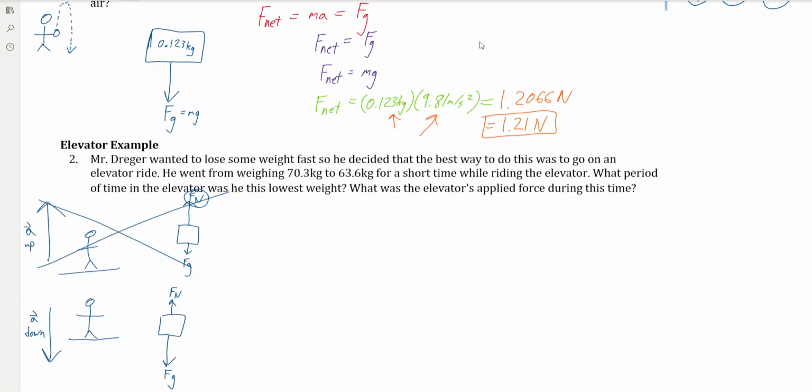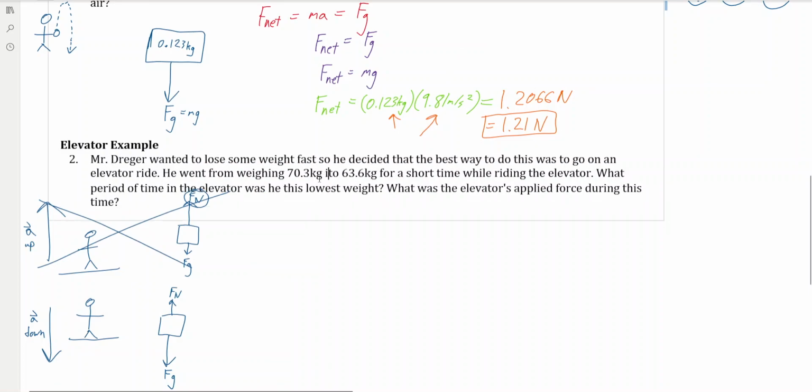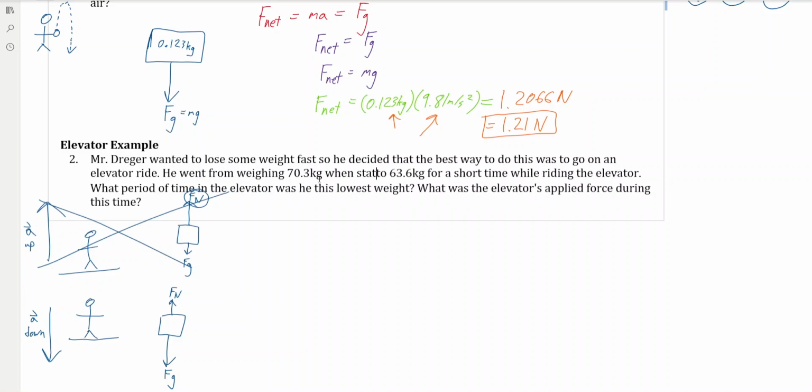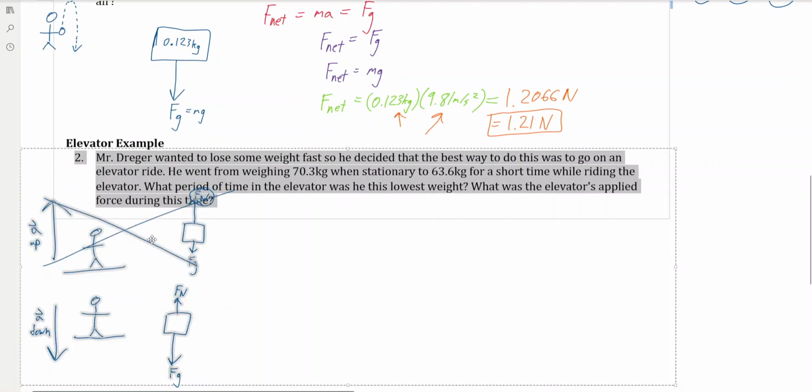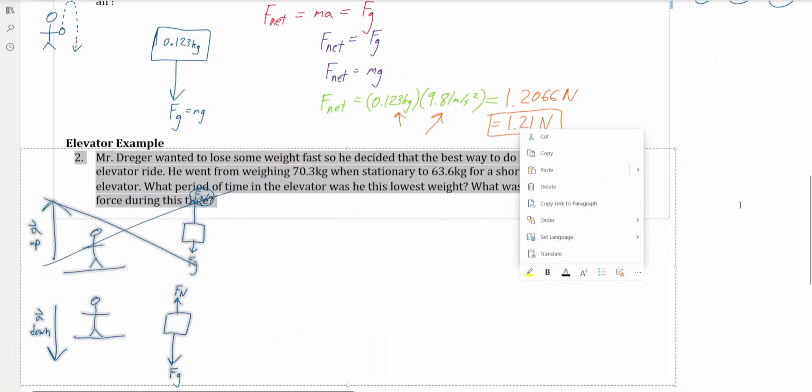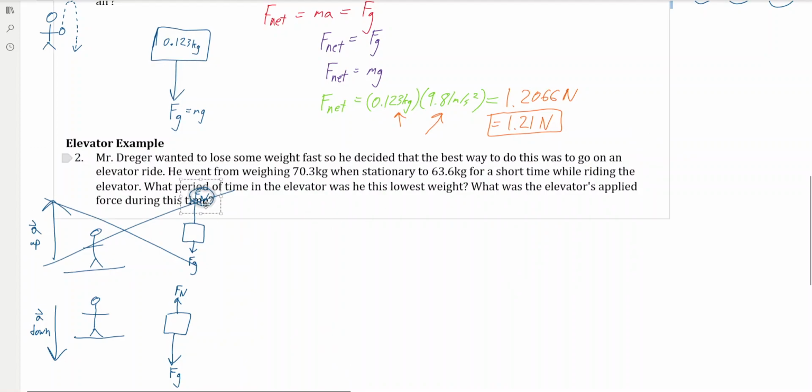Okay, so if that's the case, now what we can do, I guess I should have a little bit more detail from weighing when stationary. There you go. That's probably a little bit better. I can't move that. Okay, that's annoying. It's fine. Okay, so we're definitely going to use the bottom situation. So that's the situation that's going on.